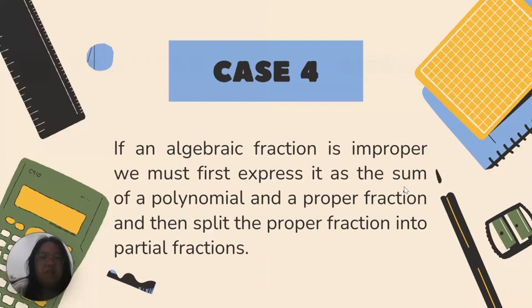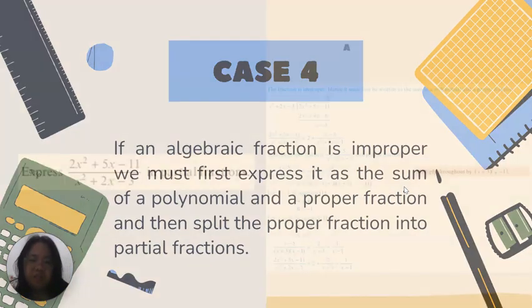So the last one is case 4. If an algebraic fraction is improper, we must first express it as a sum of a polynomial and a proper fraction, and then split the proper fraction into partial fractions. So what does it mean? We will see in the example.